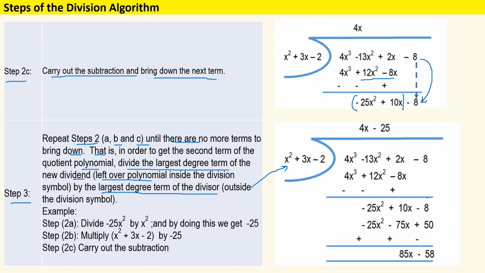So in the example we are working with, we will do step 2a again. In that case we will divide minus 25x square by x square, and in doing so we are left with minus 25. Then we will multiply this minus 25 by the complete divisor, which is x square plus 3x minus 2, and then we shall carry out the subtraction. This step is shown here. We carry out the subtraction of minus 25x square minus 75x plus 50, and then we are left with 85x minus 58.